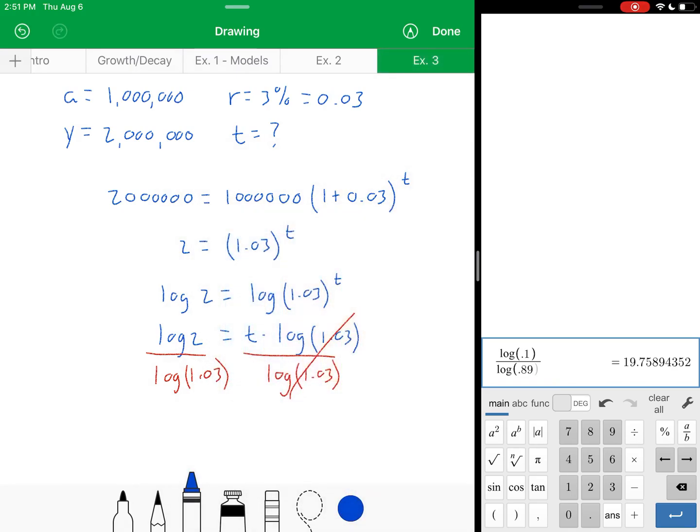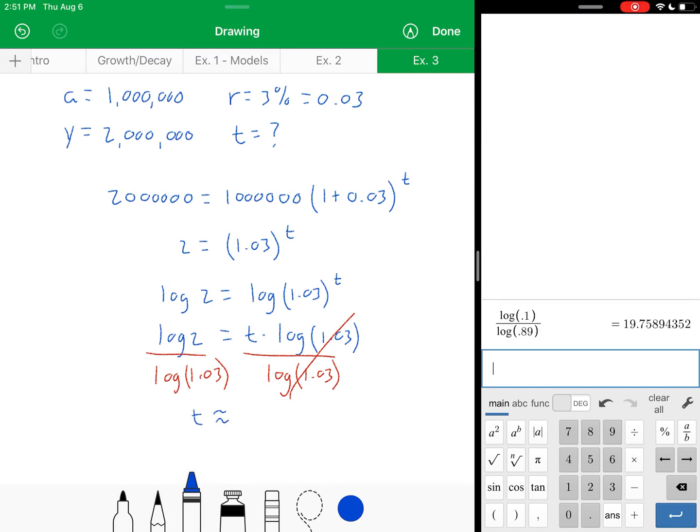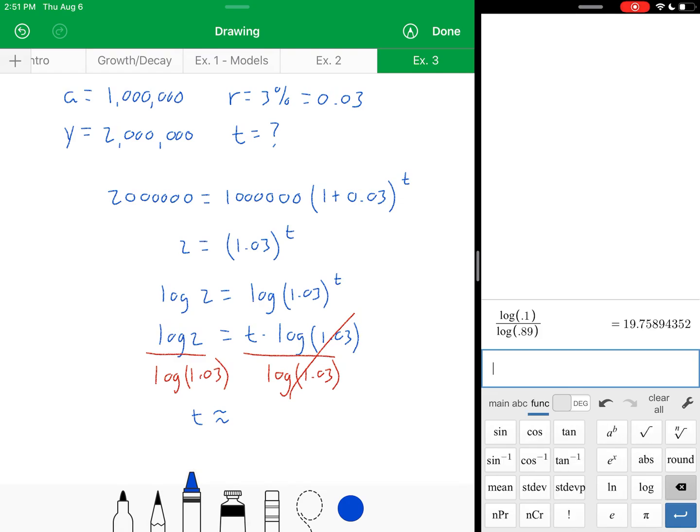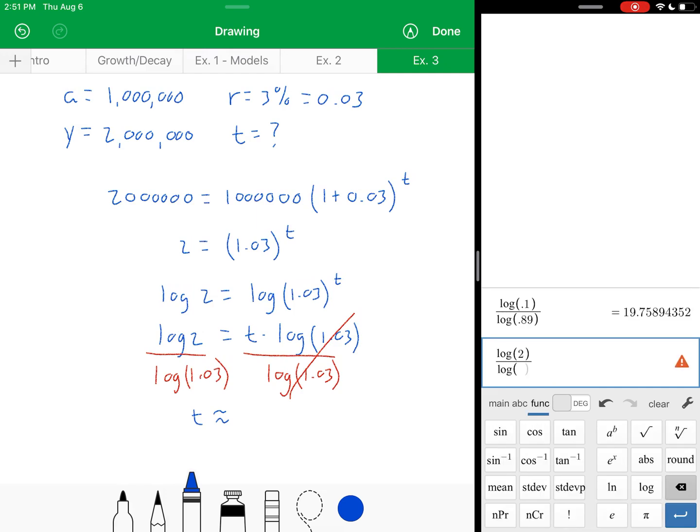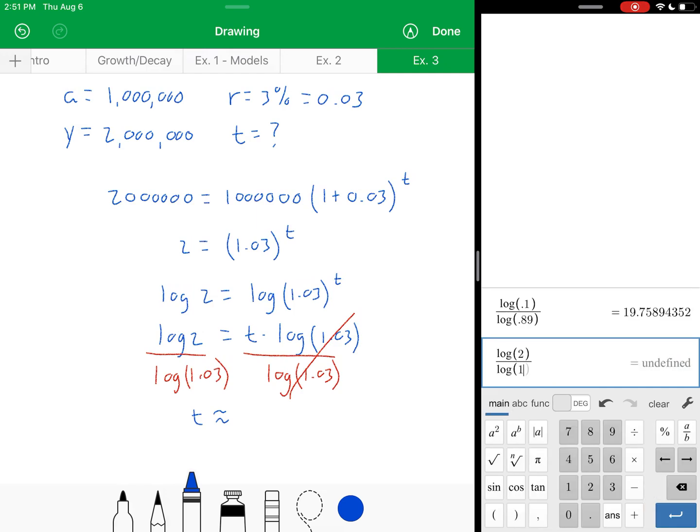All right, and let's see what we end up with. So common log of 2 divided by common log of 1.03. So 23 and a half years, 23.4 years for this population to double.